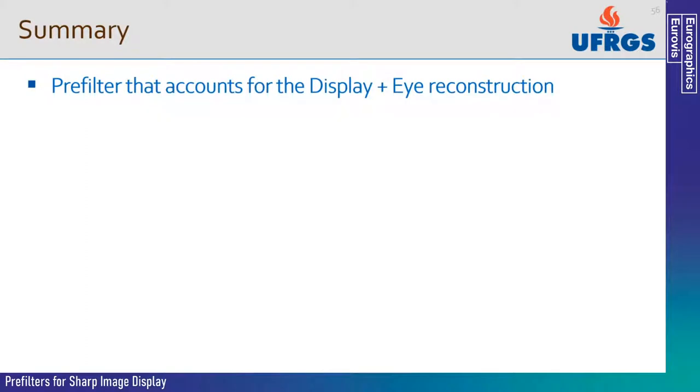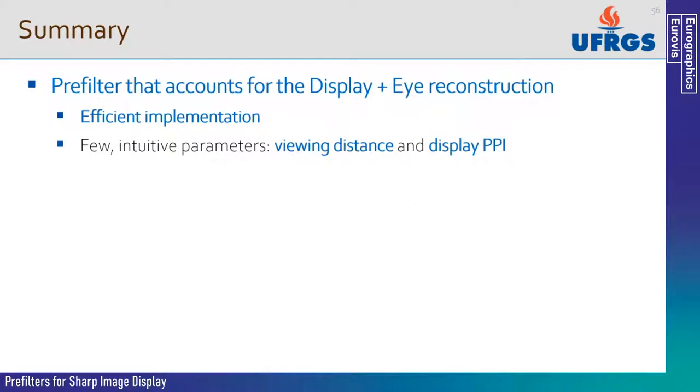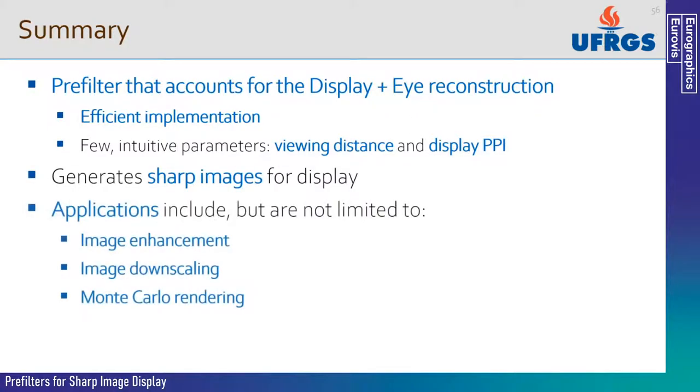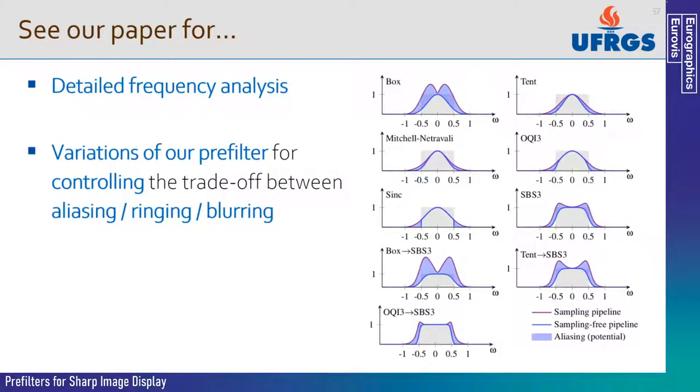In summary, we presented a pre-filter that accounts for the display plus eye reconstruction. It has an efficient implementation and only a few intuitive parameters, the viewing distance and display pixel density. It is able to generate sharp images for display, and its applications include, but are not limited to, image enhancement, image downscaling, and Monte Carlo rendering. We invite the viewer to see our paper for a detailed frequency analysis, and also a discussion on variations of our pre-filter for controlling the trade-off between aliasing, ringing, and blurring.